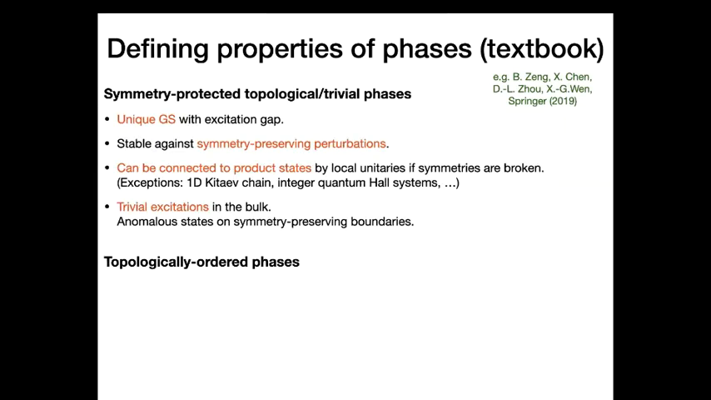These are confusing but completely different kinds of phases. So what are their properties? The first class is symmetry protected topological phases. This phase usually has these properties: it has a unique ground state with an excitation gap, and it is only stable against symmetry preserving perturbations. So if we allow breaking the symmetry of the model, basically it's just trivial. And many of these classes of phases can be connected to product states by local unitary transformation.